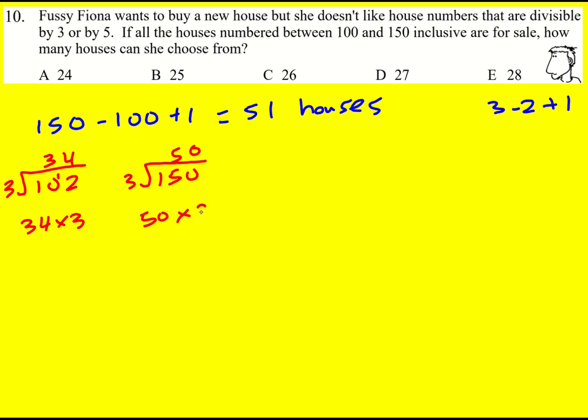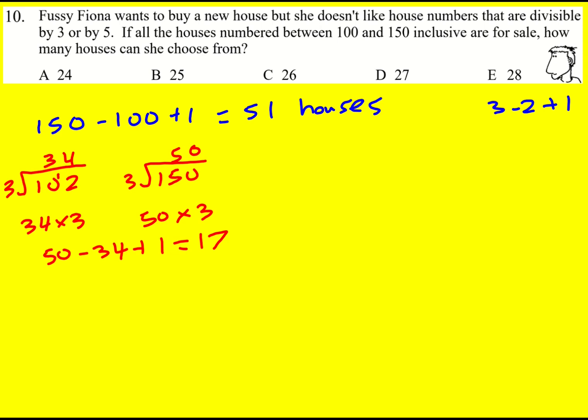50 times 3. So if I do my 50 lots of 3 and minus my 34 lots of 3, or just 50 minus 34, then I'll know which multiples I'm not allowed. I'm not allowed any multiple of 3 from 34 to 50. But then remember, I add 1 because I want to include both in discounting them. So that's going to give me 17. I'm going to remove 17 houses from the 51, these multiples of 3.